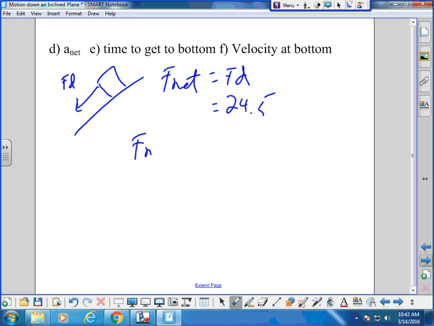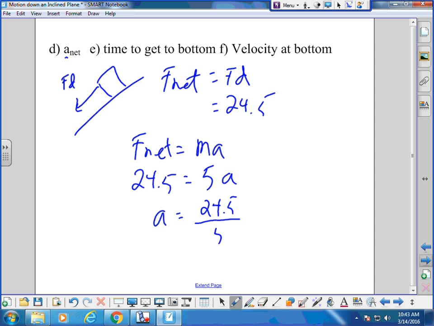Because F net is equal to ma, right? The net acceleration is caused by the F net. You can't say acceleration until you go through F net. Fn is mg cos theta, the normal force. Net force is mass times acceleration. Mr. Smigalski went through that with you the other day. So my 24.5, mass, I think, is 5. Am I right? And so my acceleration is 24.5 over 5.